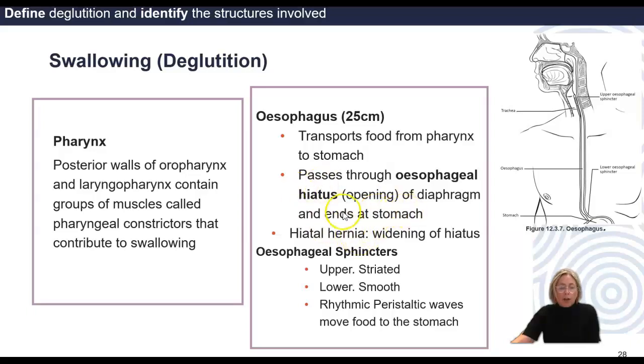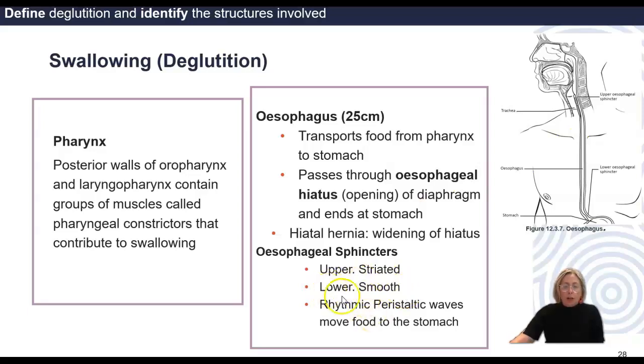And a hiatal hernia, which does occur in some people, is due to a widening of this hiatus. When you do have a hiatal hernia, that can allow for gastric reflux to occur. There are two esophageal sphincters, the upper esophageal sphincter and the lower esophageal sphincter. The upper contains skeletal muscle. It's striated, it's under conscious control, and when it relaxes, the bolus of food enters the esophagus.